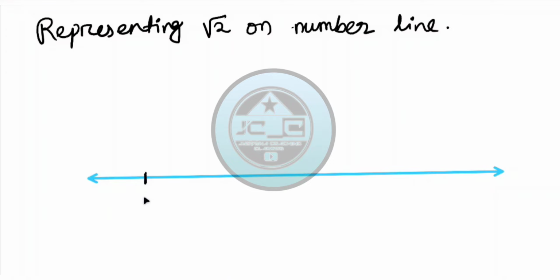Assume that this is 0, this is 1 unit, and assume that you would be marking this using your scale, so that the units are all the same. This is 2, this is 3, this is 4. Not that we require so many, but let's mark them.